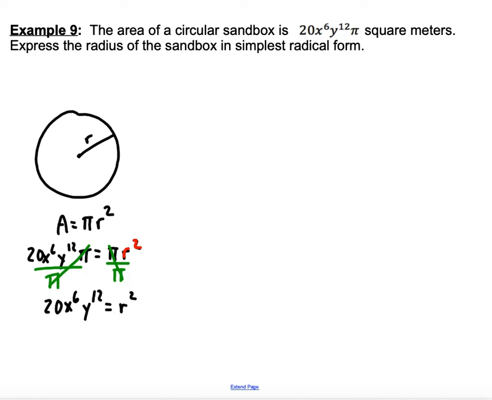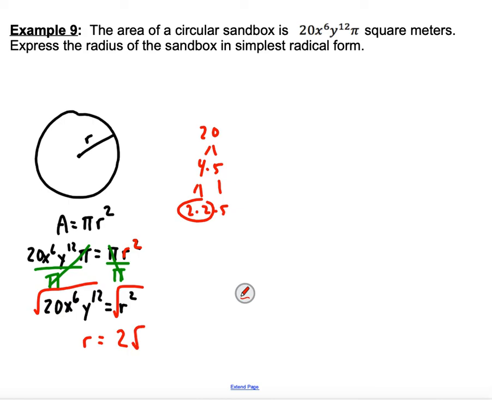So to get r all by itself there, we're going to have to get rid of that squared. So we're going to have to take the square root of both sides. And so we're going to have to find the square root of 20. So either break it down and use your prime factorization tree like we've been doing. If you want, you could do 4 and 5. Break down 4. There's a pair of 2s, so a 2 comes out in front. You've got a 5 left underneath. Got to put the 5 back underneath the square root.